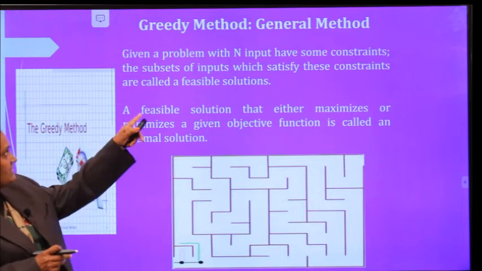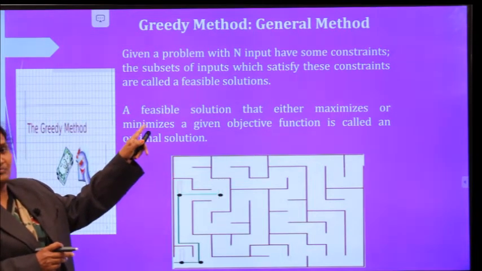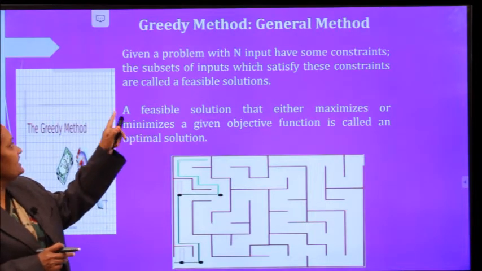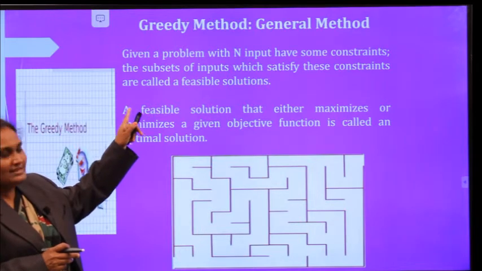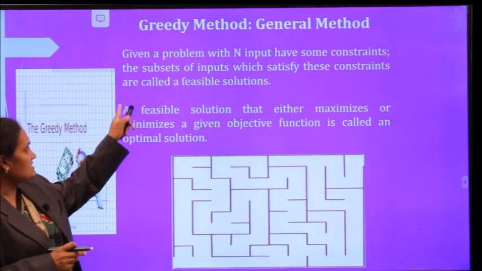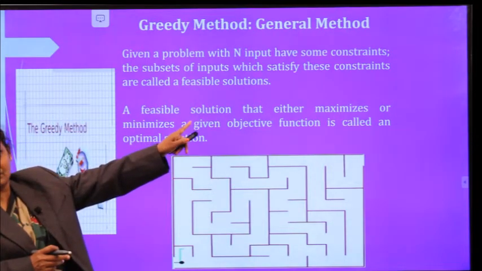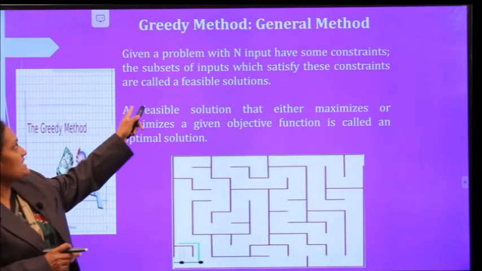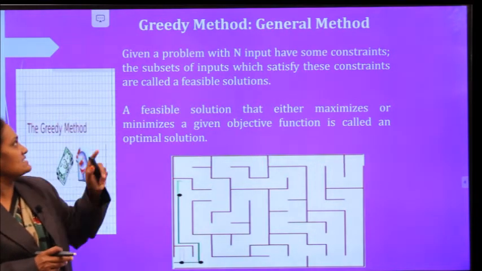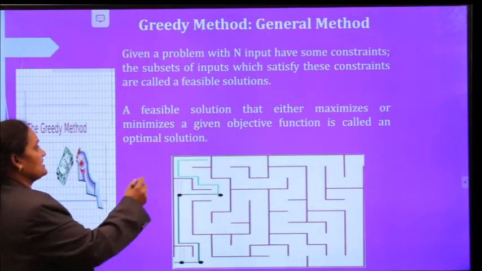Now here we are given an input of size n. For that input we are taking some subsets, the subsets which are satisfying all the constraints. Here our problem contains some constraints. The subsets which are satisfying the given constraints are called feasible solutions.